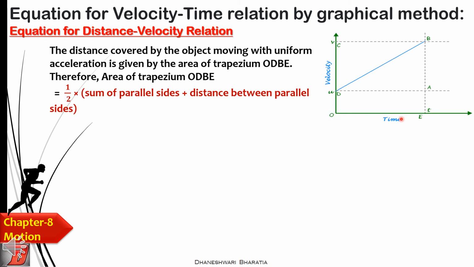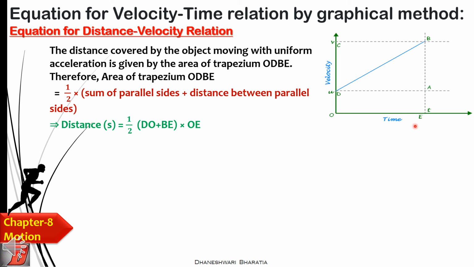Which distance has been traveled? OE. So what will be the substitution in this formula? Distance is denoted by S. So distance is equal to half of OD plus BE, into OE, which is the distance between the parallel sides, isn't it? Now we know the value of OD, it is U.